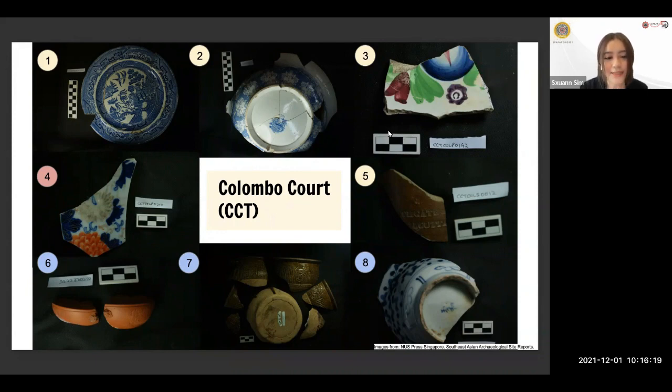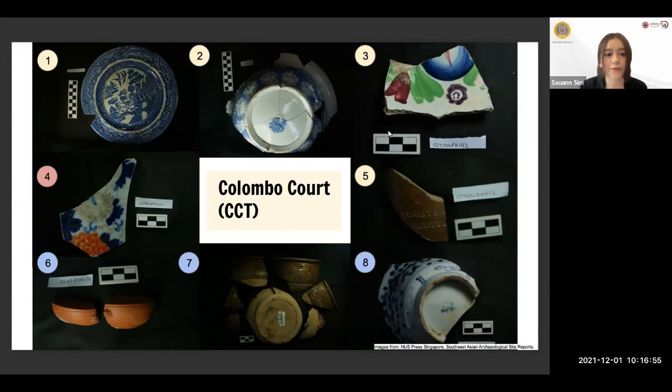From the slide, I've included a couple of pictures of the ceramics that we do see. I've labeled them 1 to 8. Those in yellow are the ones from Europe, the ones in red are from Japan, and the ones in blue are from China. As you can see, number 1 is probably, maybe you guys can identify number 1.